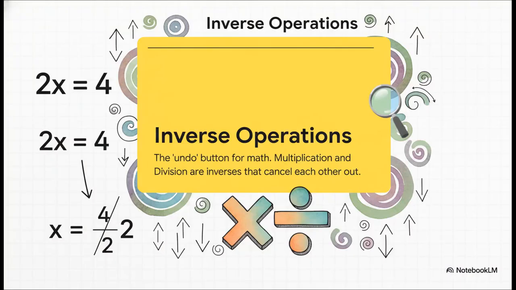And if you want the official term for that undo button, it's called an inverse operation. I know it sounds a little formal, but it's a really simple idea. Multiplication and division, they're a pair. They're literally designed to perfectly cancel each other out. And that is exactly how we get our variable all by itself.